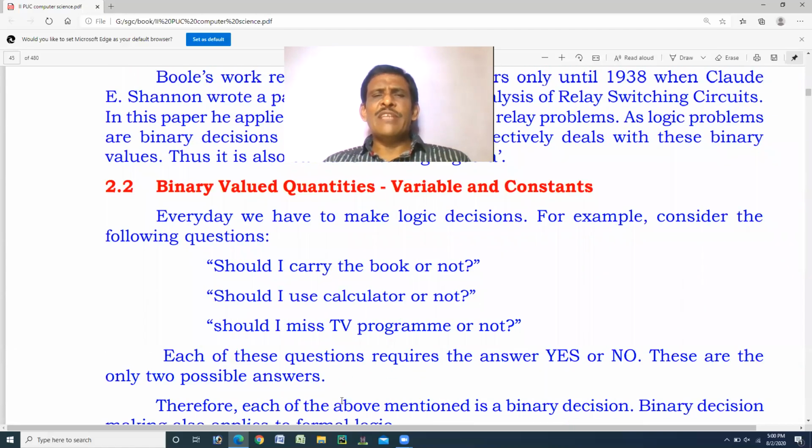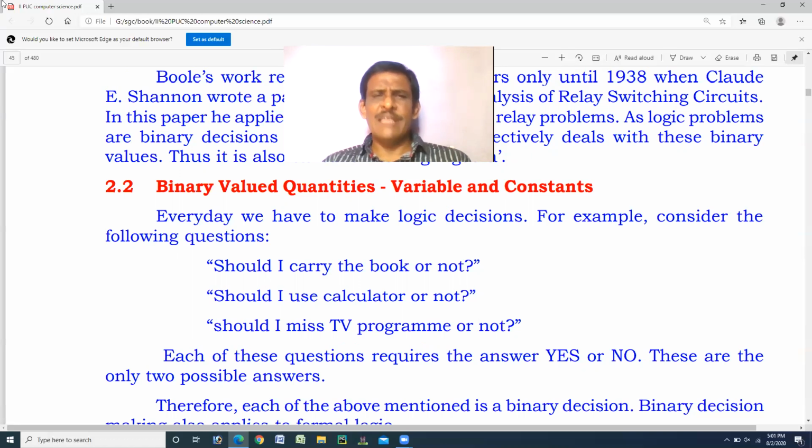After this brief introduction, we move on to a small heading called binary valued quantities, in which we will learn about variables and constants. Every day we have to make logical decisions. For example, should I carry the book or not? If you are going to school or college, you decide before leaving home whether to carry this book. Then, should I use a calculator or not?